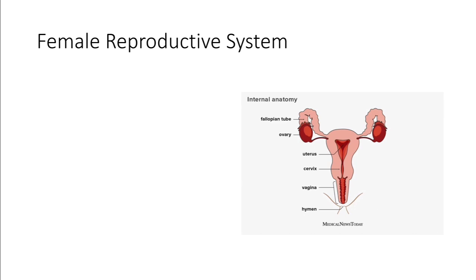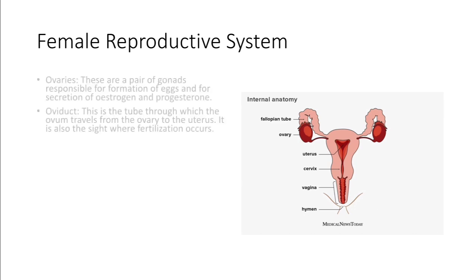We've got the fallopian tube, also known as the oviduct. That's the other term you can use. Then we've got the ovary, the uterus, the cervix, the vagina, and the hymen. The hymen is not really considered, but it's there. So let's look at the function of these parts that form the female reproductive system.